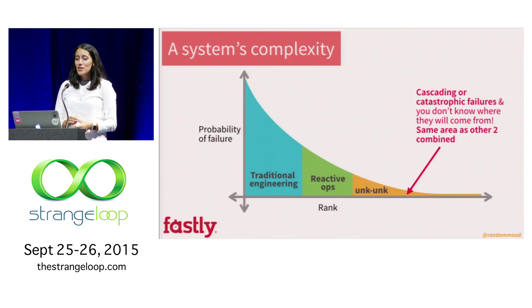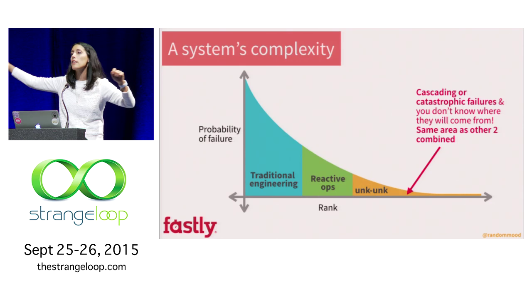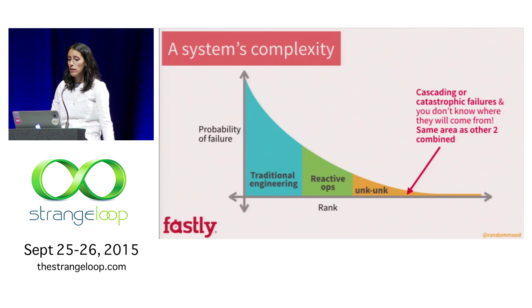So, and this is where you have the cascading or catastrophic failures. So you don't know where they're gonna come from. And the thing that my chart doesn't really display very well is that it goes on, and then eventually the area of this unknown is gonna be as big as the other two combined. So trust me on that one. I don't really have time to make it even prettier than what it is.